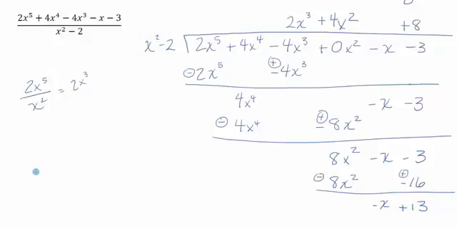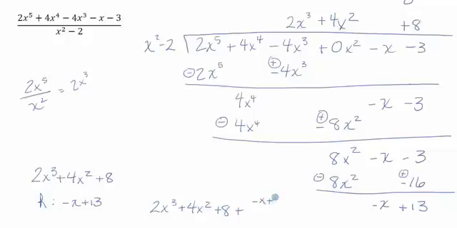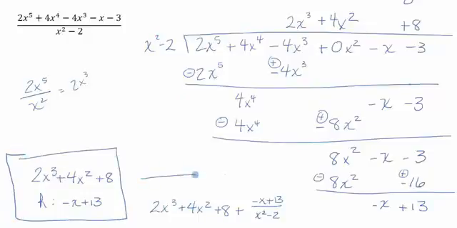So our answer ends up being 2x cubed plus 4x squared plus 8 with a remainder of negative x plus 13. Another way that you could write it would be 2x cubed plus 4x squared plus 8 plus a negative x plus 13 divided by our x squared minus 2, our divisor. So this way is one way to write it, and this is another way to write it. Just depends on the purpose that you're using division for.